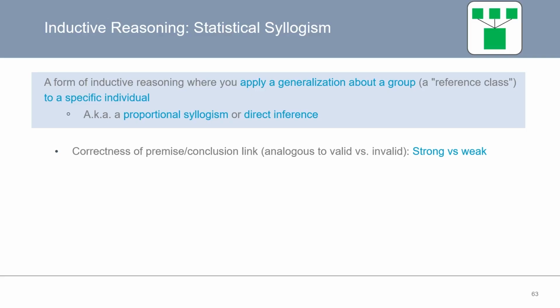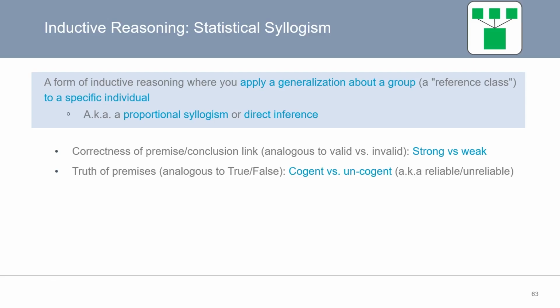This is analogous to the concepts of a valid or invalid argument. However, here we ask whether the correctness of the link between the premise and conclusion is either strong or weak. We also consider the truth of the premises as being either cogent or uncogent, or in other words, reliable or unreliable. This is analogous to a premise being true or false in logic.